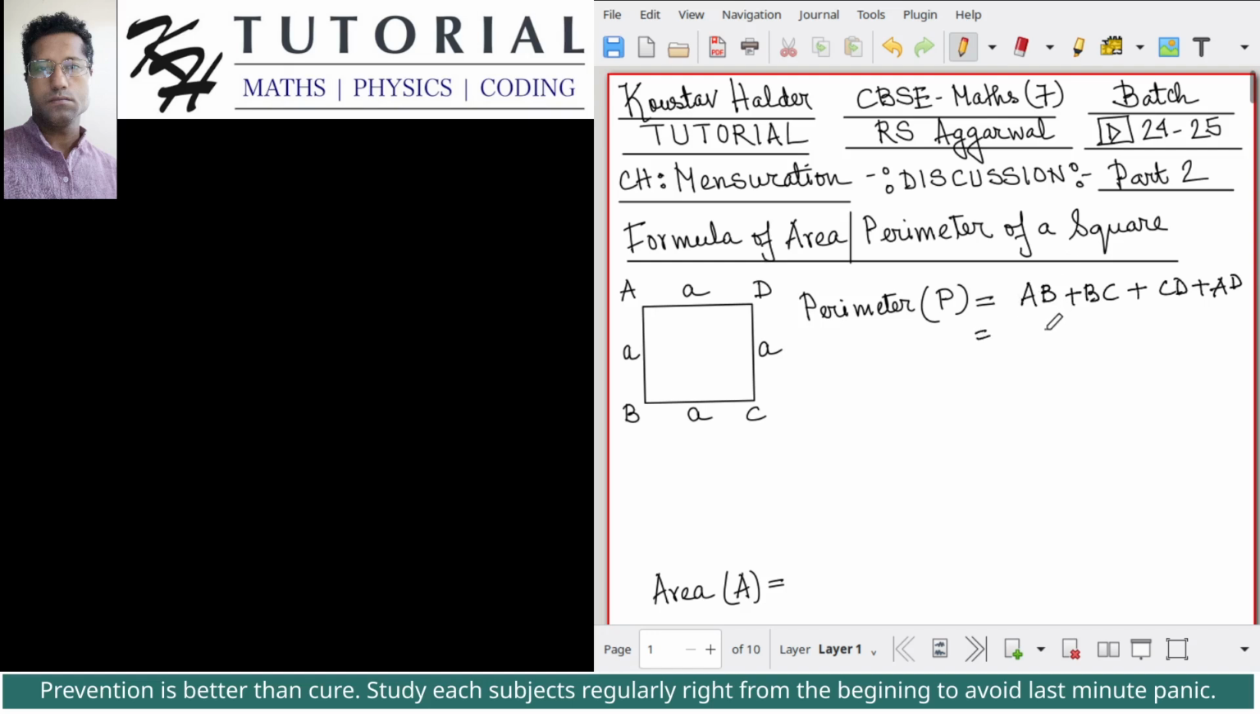Now all these are sides of the square, so the length of all these sides is A. So we have A plus A plus A plus A, which is equal to 4A. Now 4A units, depending on the unit of the side of the square, we will have the appropriate units of the perimeter. So if the sides are in centimeter, the perimeter will also be in centimeter. Okay. So the perimeter of a square where the length of each side is A units is 4A units.